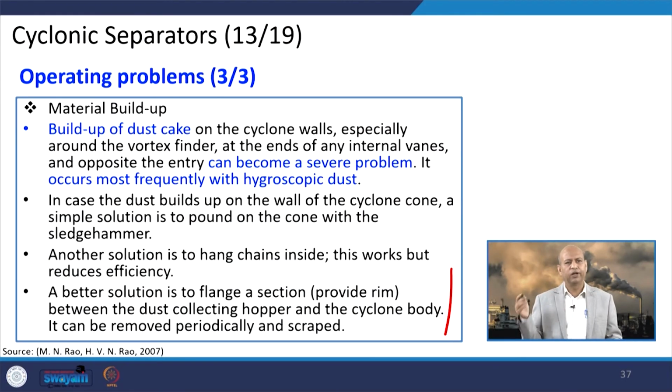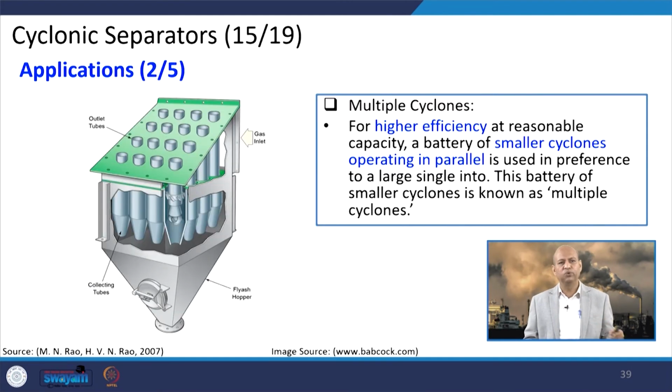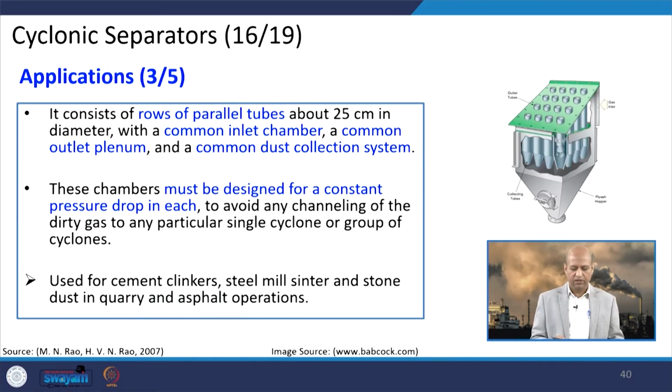Well, applications can be there in many cases, like it can be used as multiple cyclones or cyclones in series, depending upon what kind of pollution load is there. For example, to increase the efficiency, in rows and parallel rows, as well as this kind of system, smaller cyclones can be put together and we can call them multiple cyclones, so that more cyclones are available to remove the particles.